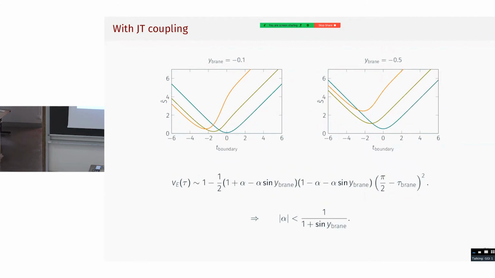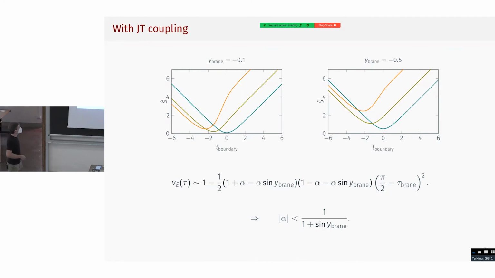If we look at the entropy as a function of the boundary time now, then we see the following picture. Here, I've done this for two different values of Y brane. One is fairly close to the bifurcation surface, one is a bit further away. Blue is vanishing alpha, then green or olive is larger, and orange is the largest alpha here. We see that although the asymptotic behavior is still the same as before, so we approach an entanglement velocity of 1, at early times there can be a phase of very large, superluminal, if you will, growth of entanglement.